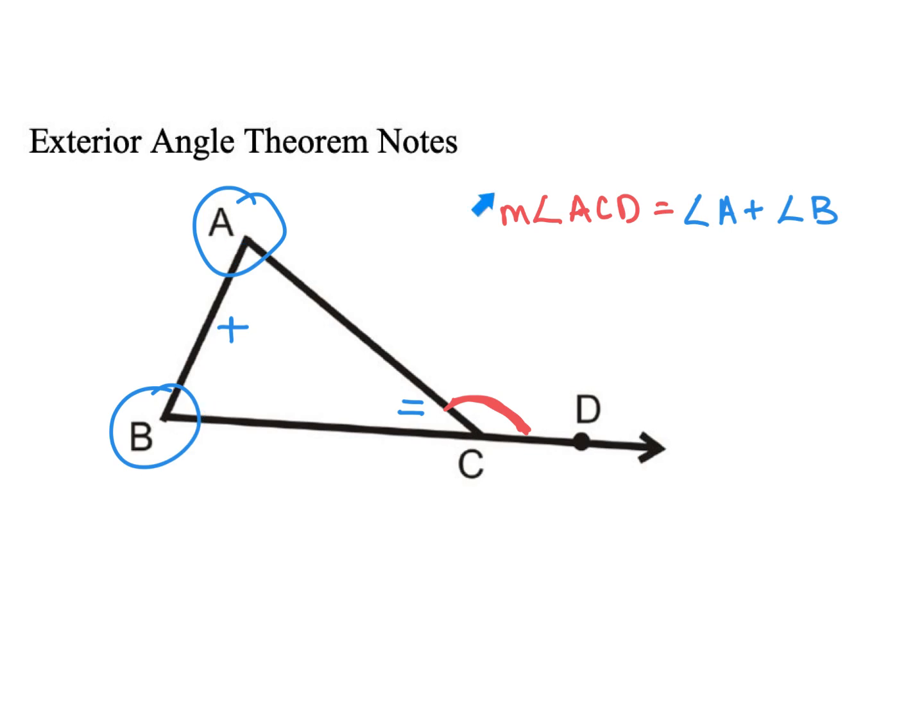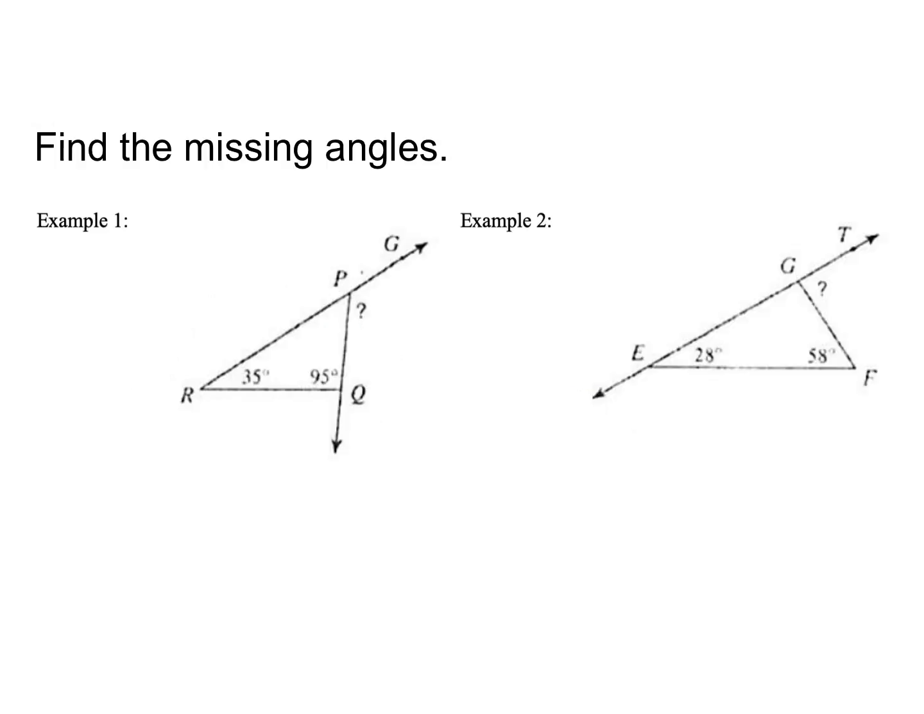Okay, so this is the formula that we're going to follow. We're going to use that today to find our different angles, either inside the triangle or outside the triangle. All right, let's try example number 1.